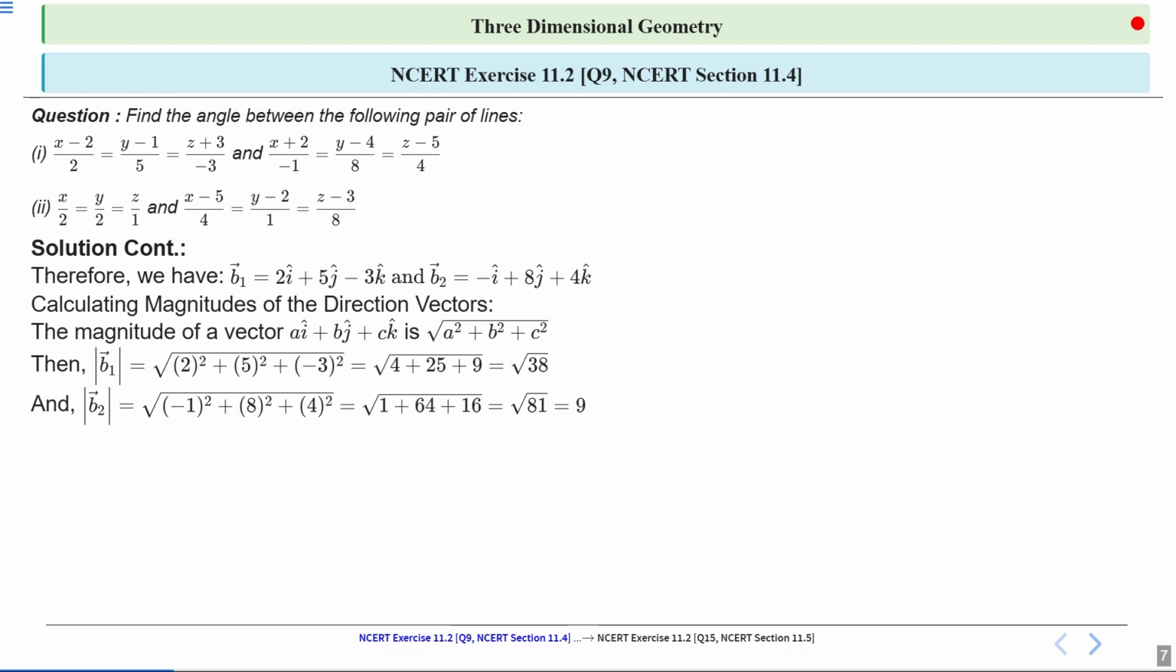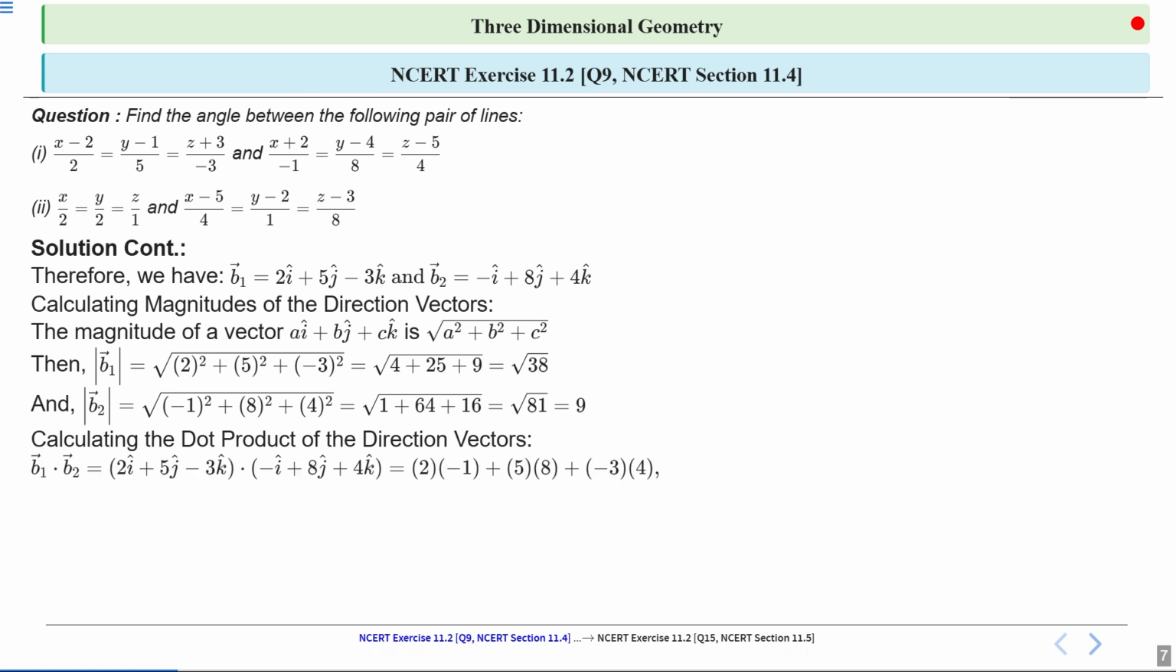The magnitude of the b2 vector will be equal to square root of (minus 1) square plus 8 square plus 4 square, which is equal to square root of 1 plus 64 plus 16, which is equal to square root of 81, which is equal to 9. Now let's calculate the dot product of the direction vectors. This will help us find the cosine of the angle between the two lines.